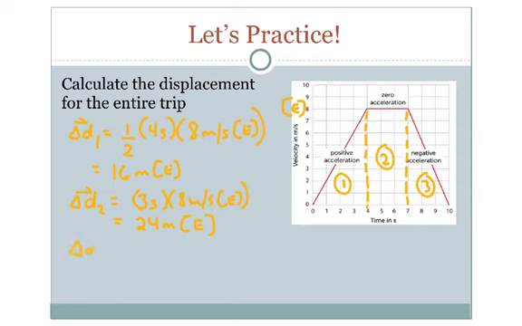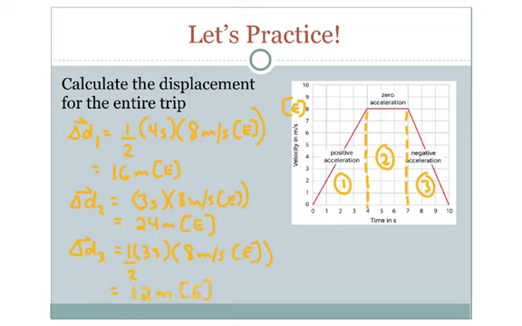And finally, our D3, we have 7 to 10 seconds as our base, so another 3 seconds covered here. And again, our height is 8 meters per second east. And because this is a triangle, this is going to be halved. So it's the same math as above, divided by 2, so we'll have 12 meters east.